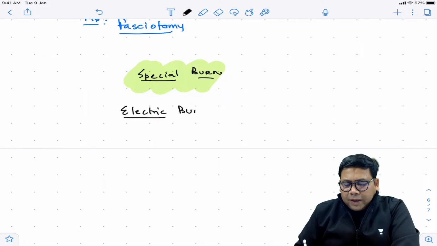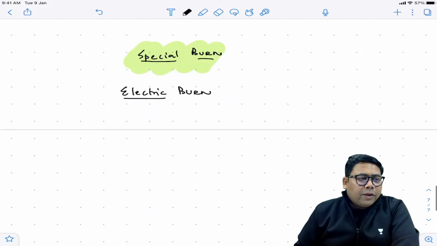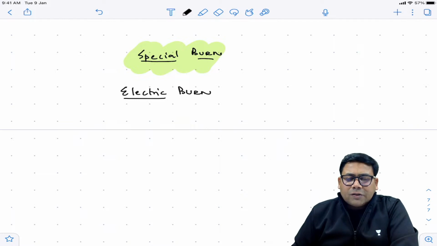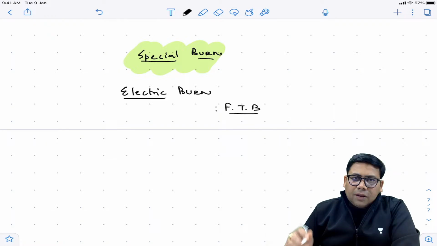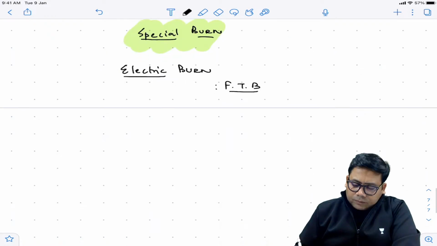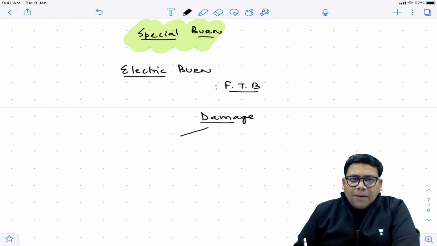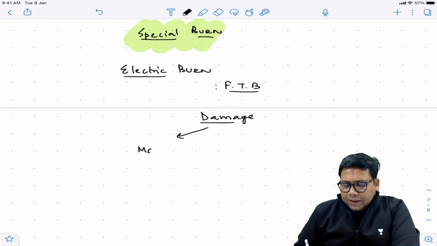So when you talk about electric burn, what is so significant about electric burn? Electric burn is always a full thickness burn. So try to understand it is always a full thickness burn. Now when you talk about electric burn, the next thing is to assess the damage. So the maximum damage happens to what? And the minimum or least damage happens to what?